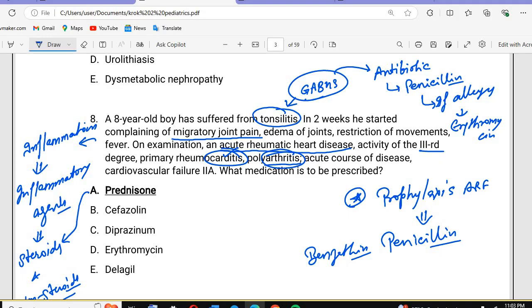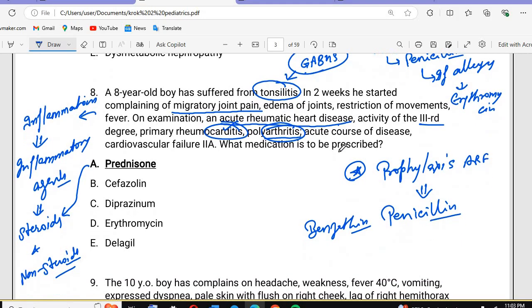Erythromycin, let me just check. Yes, erythromycin, okay. So if the patient is allergic to penicillin, then we'll start with erythromycin. And we have to treat the other symptoms also. If there is pain, then symptomatic treatment. If there is fever, we can give paracetamol. If there is pain, we can start some painkillers.